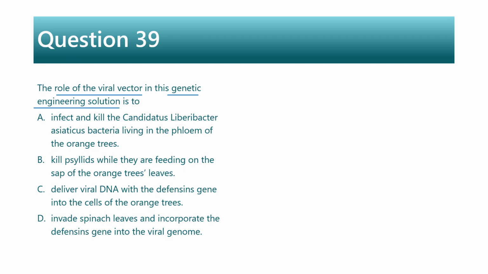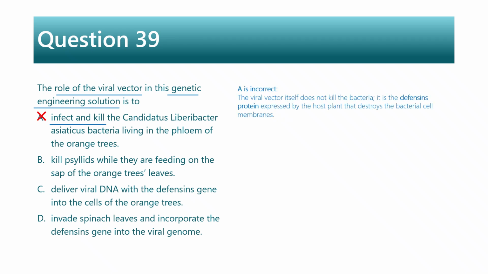Let's evaluate the options. A is incorrect. The viral vector itself does not kill the bacteria. It is the defensins protein expressed by the host plant that destroys the bacterial cell membranes. B is incorrect. The system targets the pathogenic bacteria in the phloem, not the psyllid insect vectors directly.